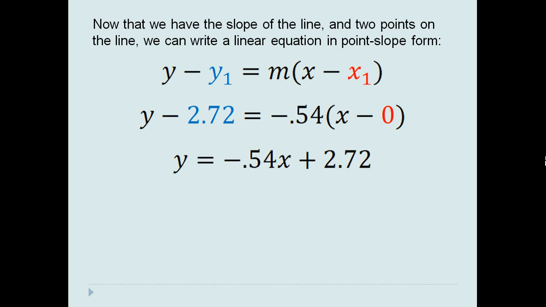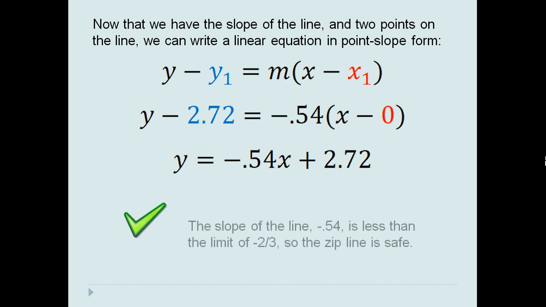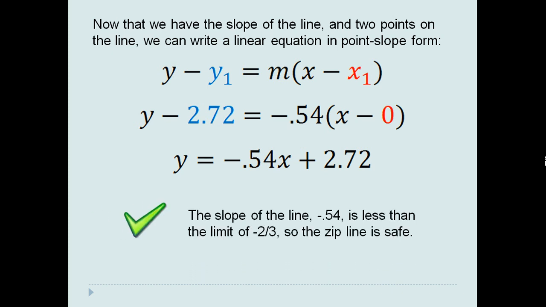We can rearrange this into y equals mx plus b form, if you'd like to simplify it to that. But since we know that the slope of the line is -0.54, which is less than the limit of -2/3, or -0.667, the zip line is safe.